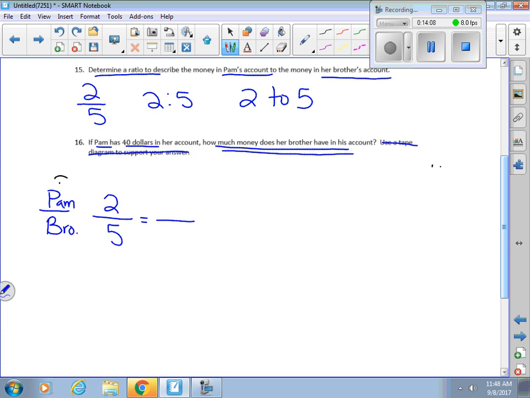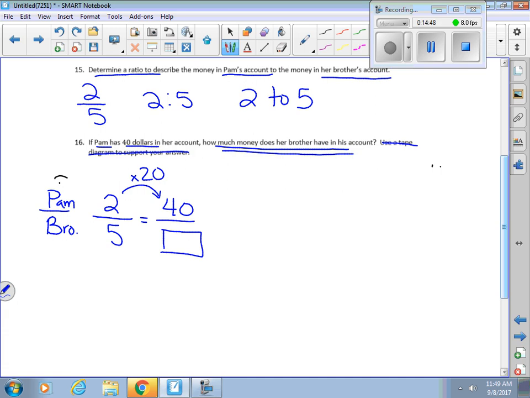Good. Now we also know Pam has $40. So where do I put the $40? Would I put it as the numerator or the denominator? Riley. Very good. We're going to put it right up here with Pam, because everything having to do with Pam is going to go on the top. So now we have to figure out how much her brother has, which is this missing piece. How would we go about doing that? What do you think, Cam? Multiply. So what am I multiplying 2 by to get to 40, Jordan? It's 20. By 20. Very good.